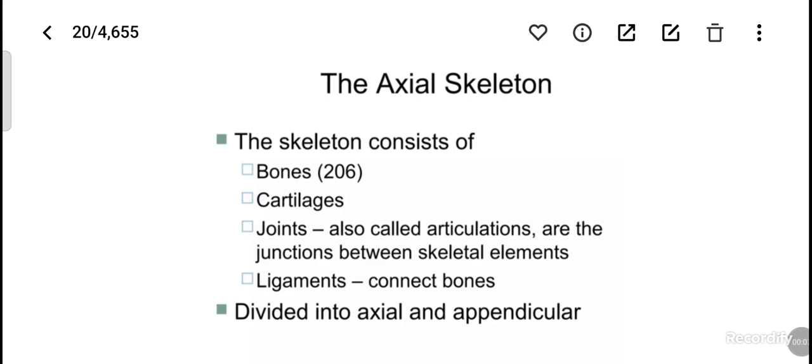Today we are discussing the anatomy of the axial skeleton. The skeleton consists of 206 bones, cartilage, and joints, also called articulations, which are the junctions between the skeletal elements, and ligaments. Ligaments are the connecting bones.